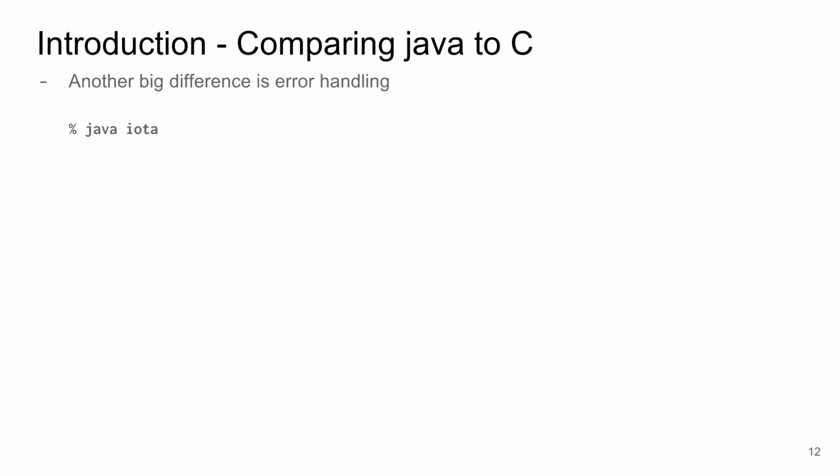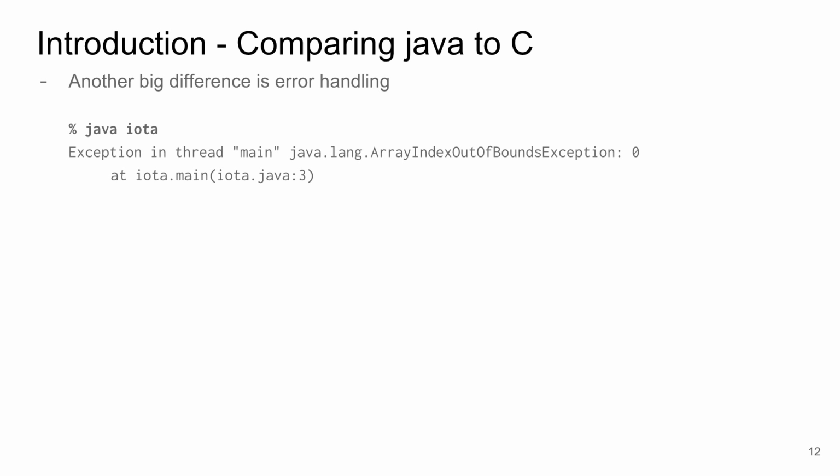So this should be an error, right? Because the array won't have that element in there. So Java tells us all this information like, hey, you had an array index out of bounds exception, this was the line in your program that it occurred at. However, if we do the same thing with our C program, we don't give it a command line argument, this is all the information we get. So it doesn't really tell us that much, right?